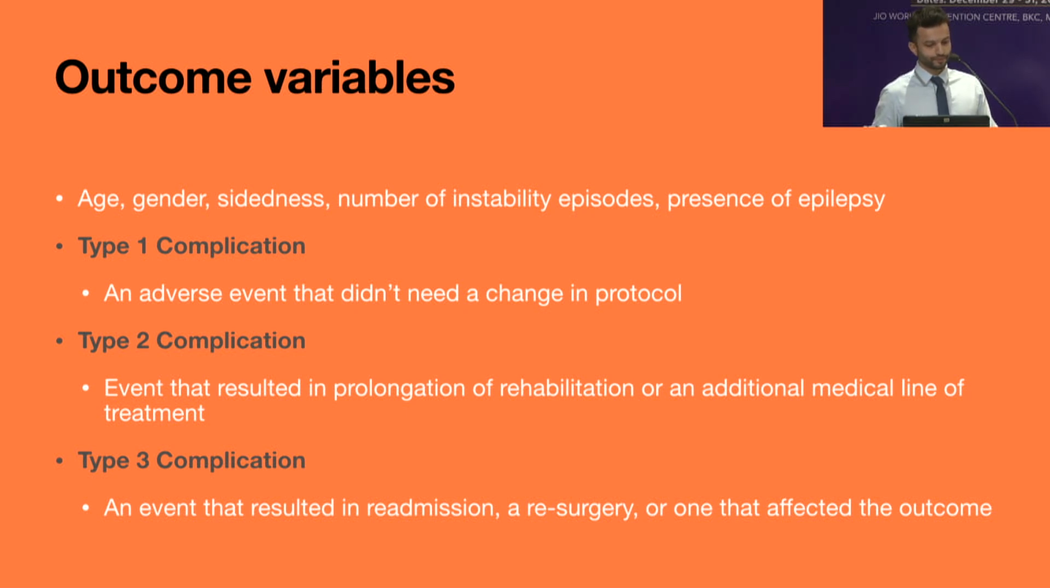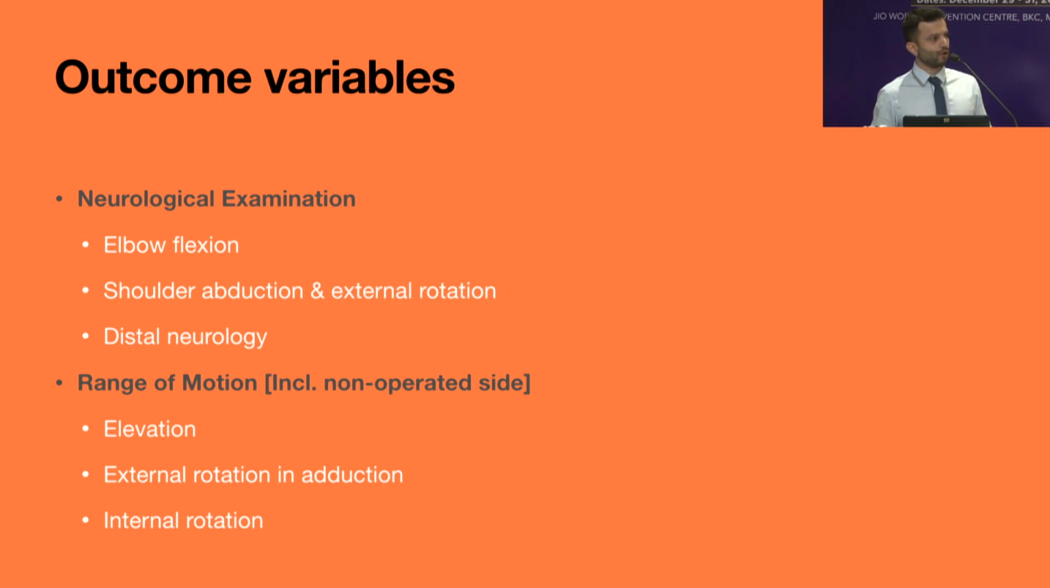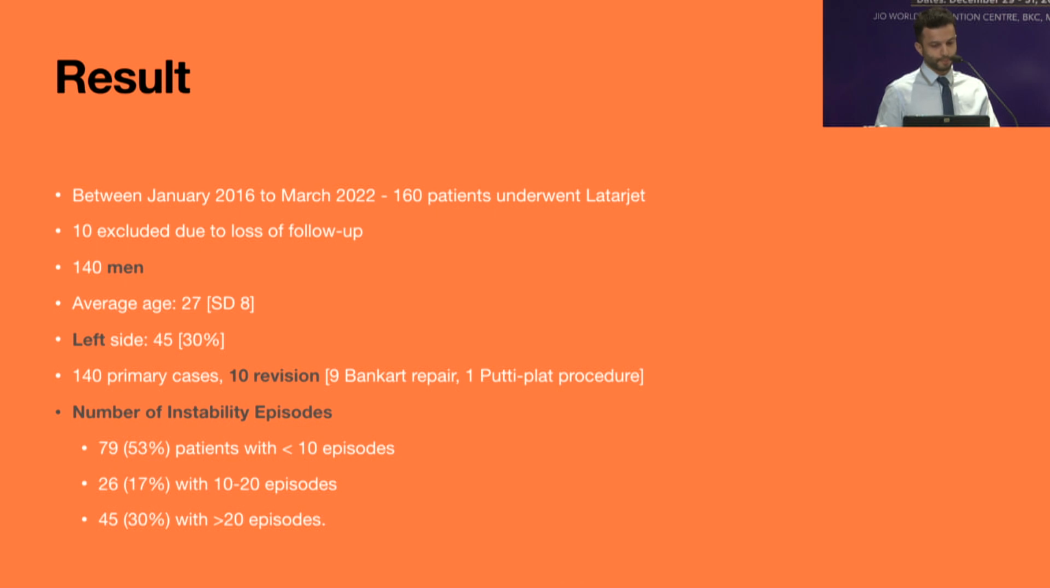So the neurological examination in our study was conducted by measuring the power of elbow flexion, shoulder abduction, external rotation, and we also measured the distal neurology. So this took care of the musculocutaneous, axillary, and infraspinatus muscle evaluation. Also, we evaluated the range of motion, that is elevation, external rotation in adduction, and internal rotation. This was measured using a goniometer and also included the non-operative side.